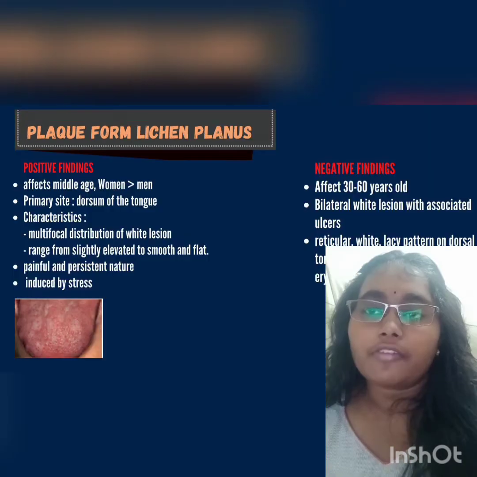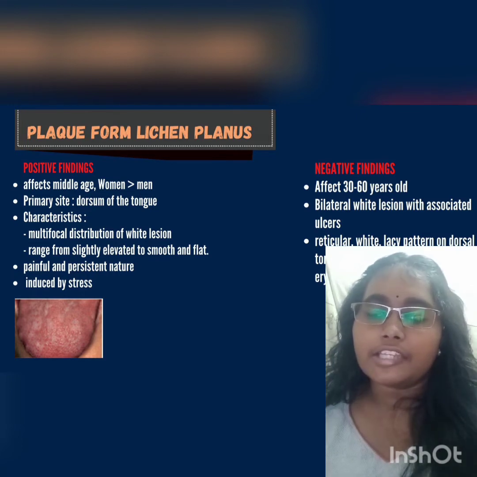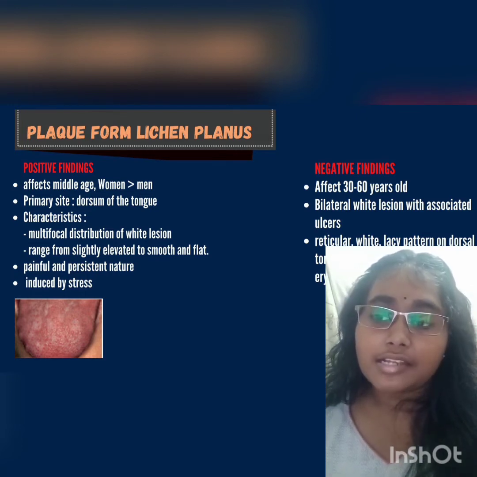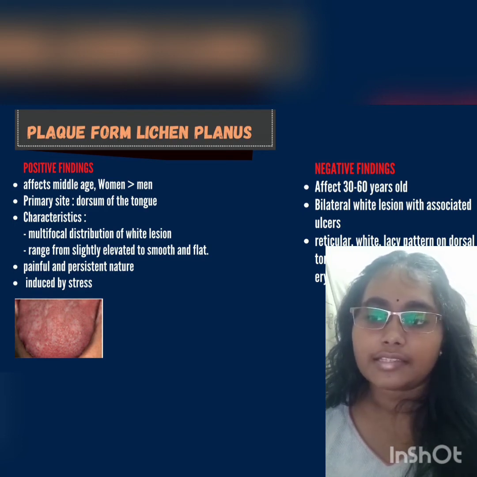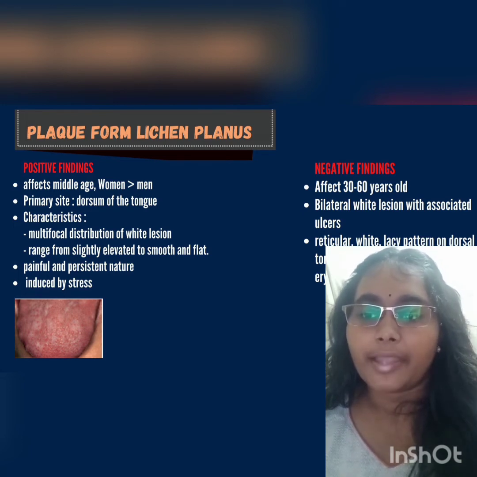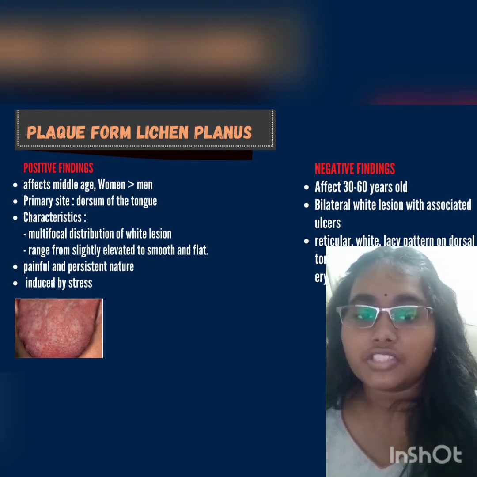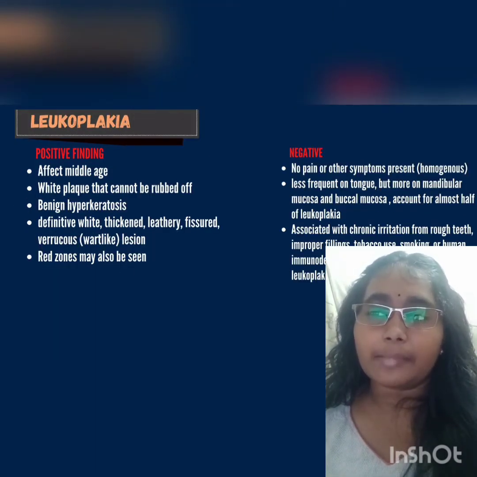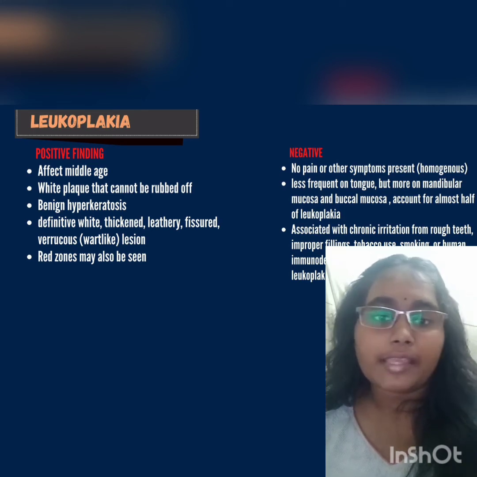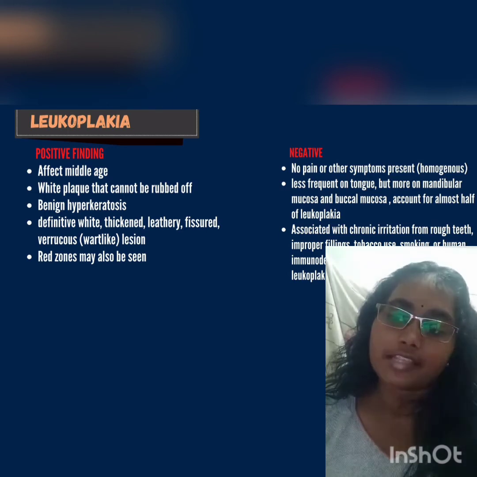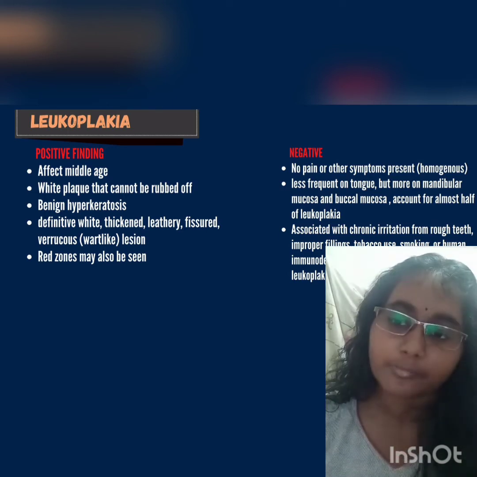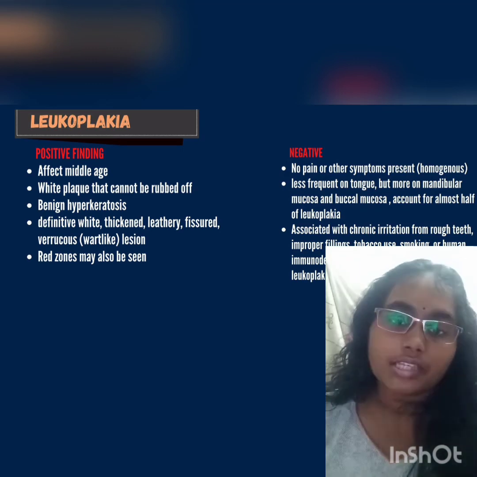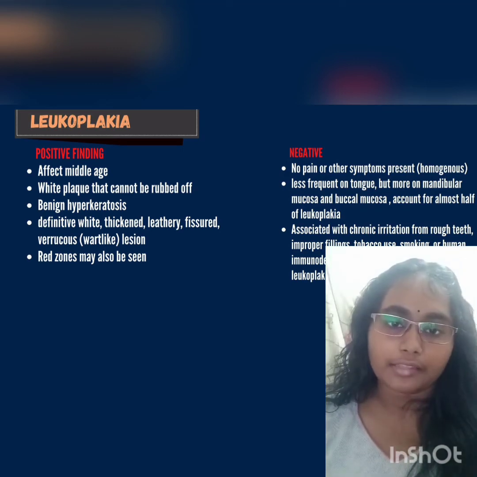The second is plaque-form lichen planus. The negative findings I find in this patient are that lichen planus normally affects 30 to 60 year olds, and it has bilateral white lesions with associated ulcers and a reticular lacy pattern for the reticular form of lichen planus. For leukoplakia, the negative finding is that the patient has pain, but leukoplakia doesn't have any pain, and it occurs less frequently on the tongue and usually on the mandibular mucosa, and it is associated with chronic irritation from rough teeth, improper fillings and tobacco smoking.